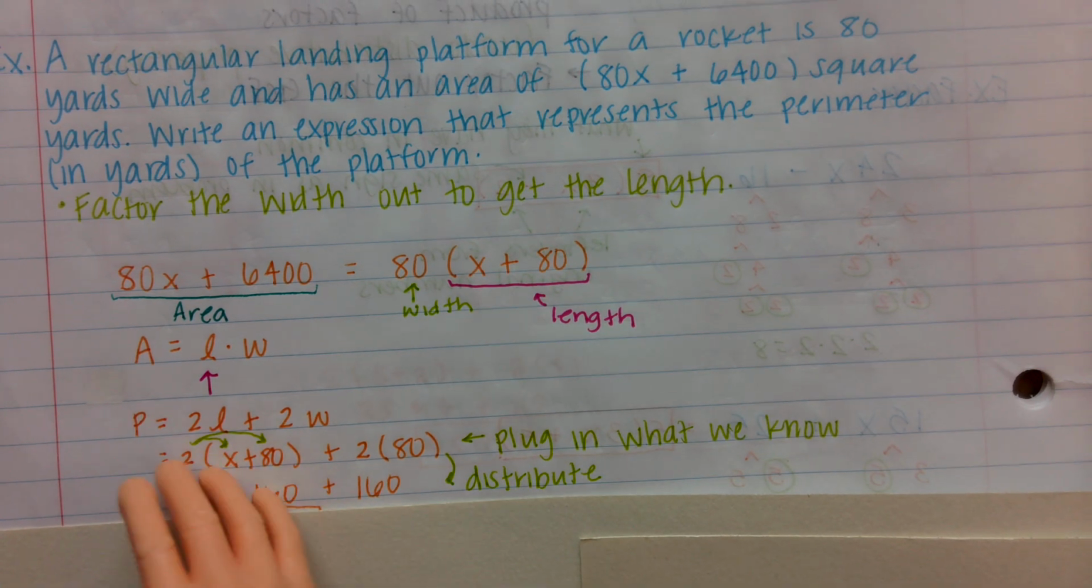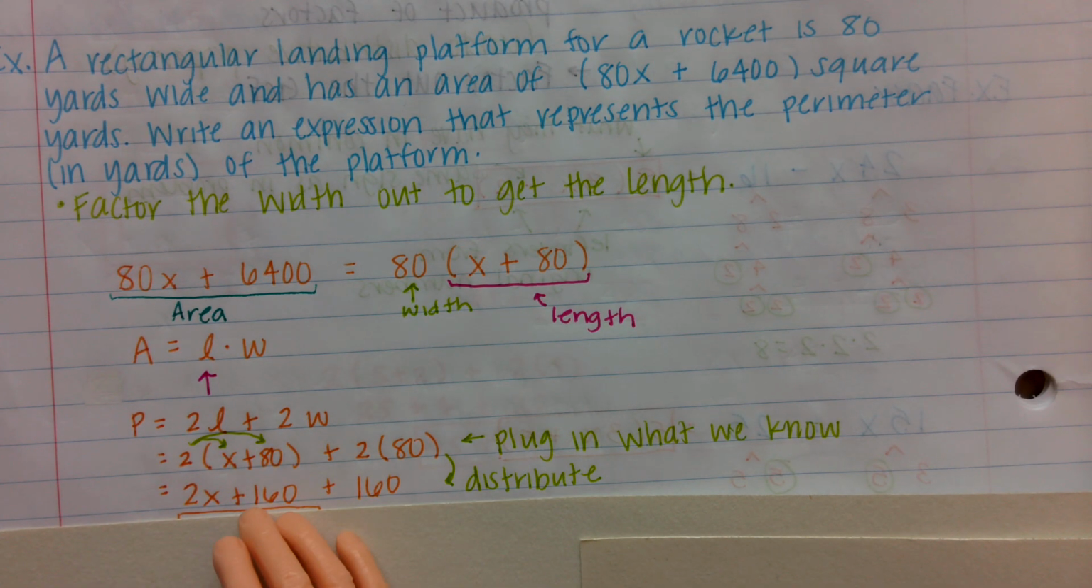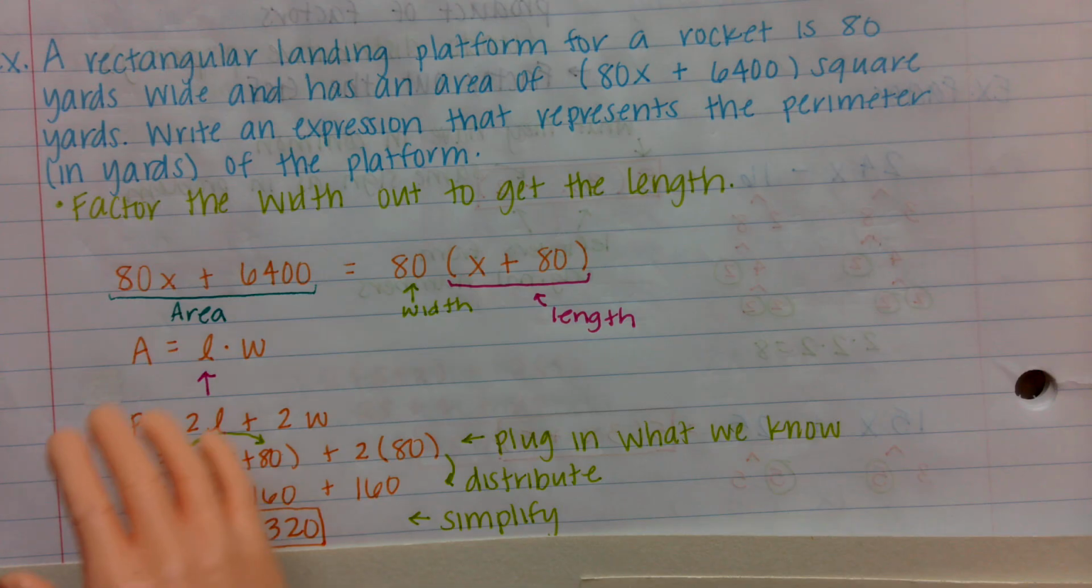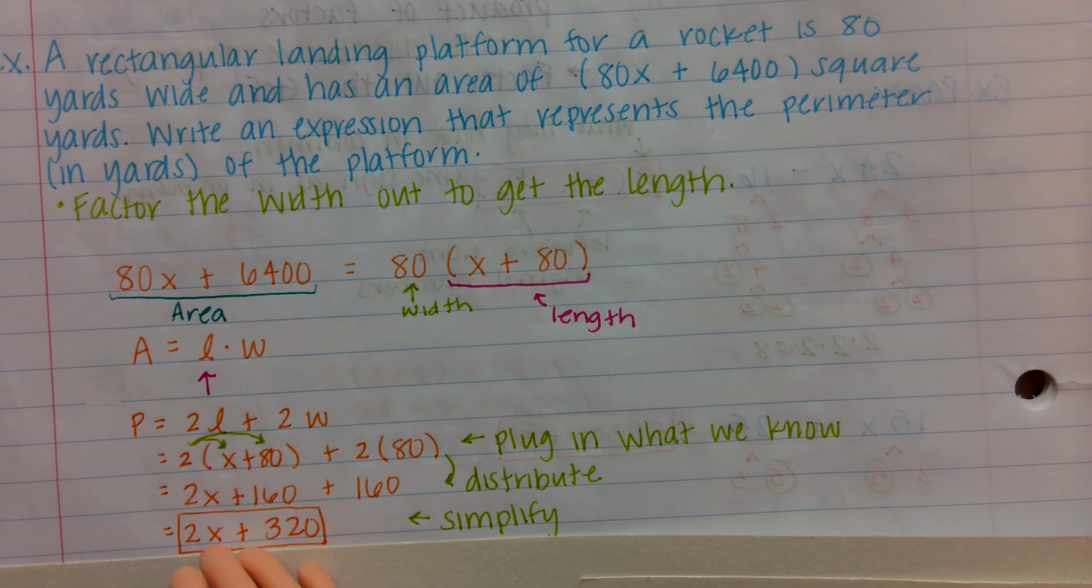Then I'm going to distribute this 2 to get 2x plus 160 plus 160, and then 160 and 160 is 320 plus 2x, and then this is as far as I can simplify because we do not have any more like terms. So the perimeter is 2 times x, whatever that may be, plus 320.